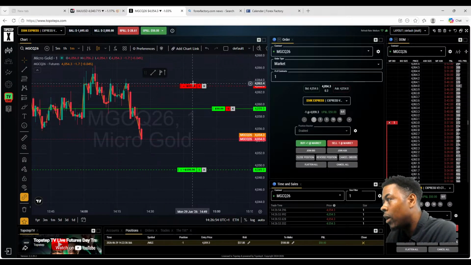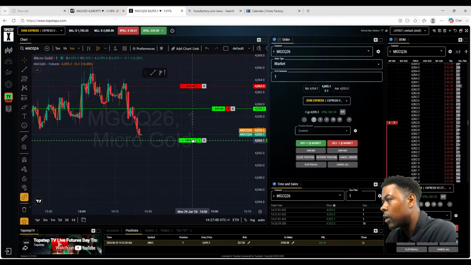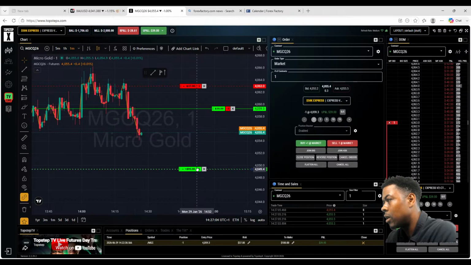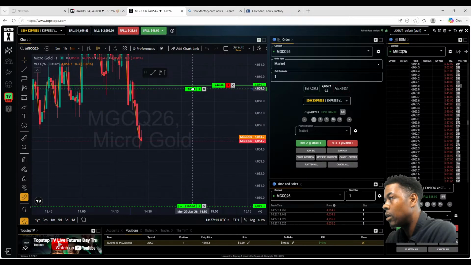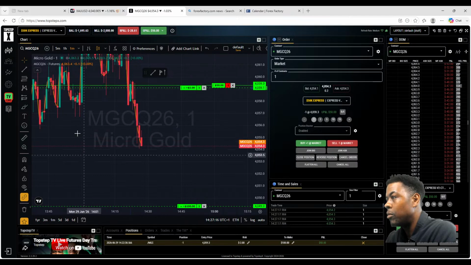Alright, cool. With our futures, that's already hitting this, and that's just us 51 ticks. Alright, to be on the safe side, we're going to move that to break even. Cool. Alright, it's a free running trade. Leave it like that now. Alright, we'll see where this takes us.